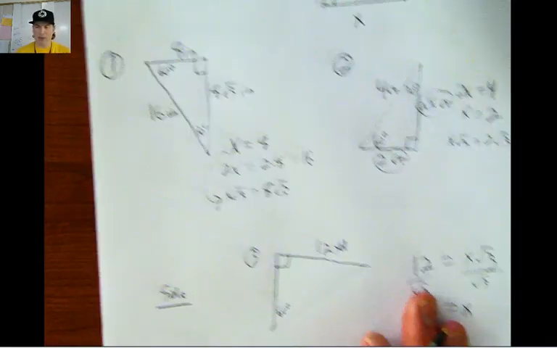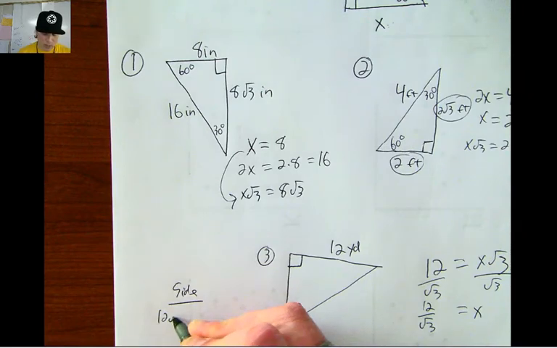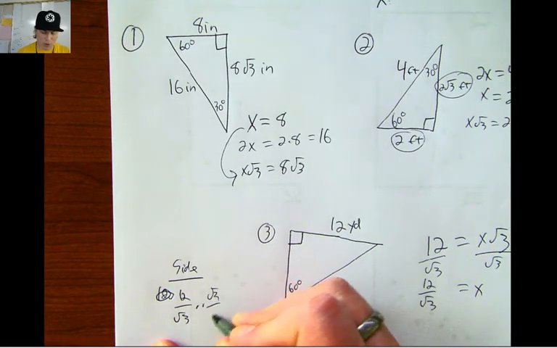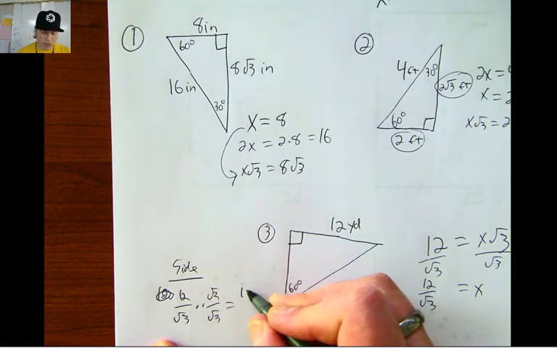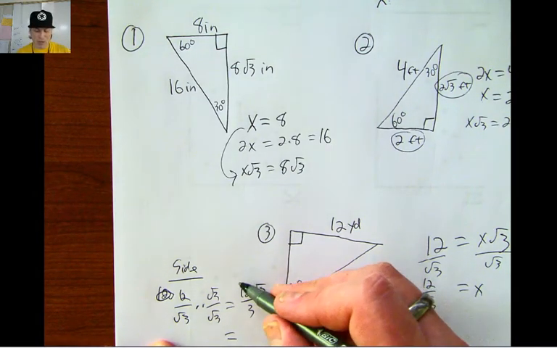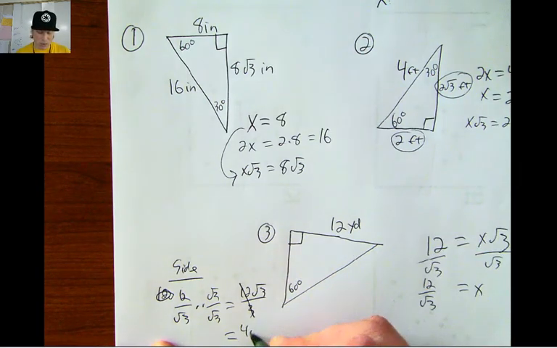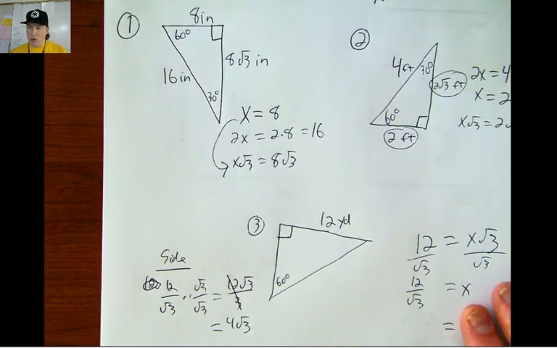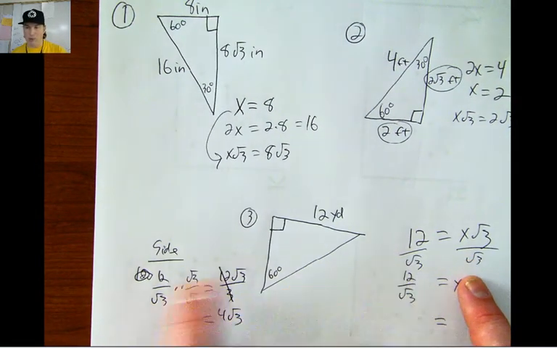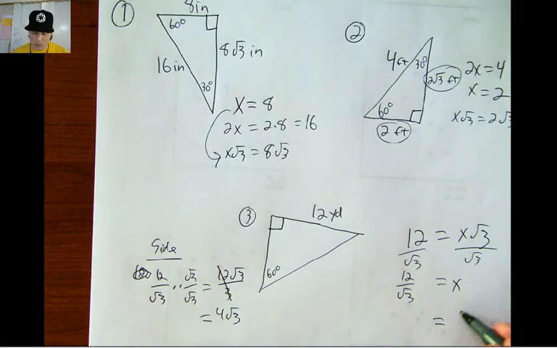How do we simplify 12 over root 3? Well, we can't have a root in the denominator, so we multiply by root 3 over root 3, which becomes 12 root 3 over root 3 times root 3, which is just 3. And then 12 divided by 3 is 4, so 4 root 3. So x root 3 equals 12. When I divide both sides by root 3, that ends up being 4 root 3.